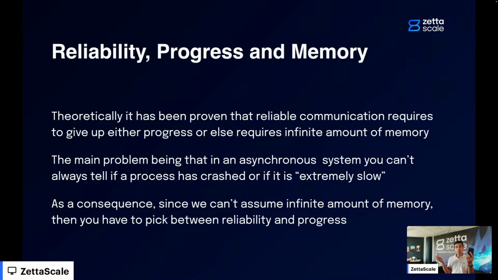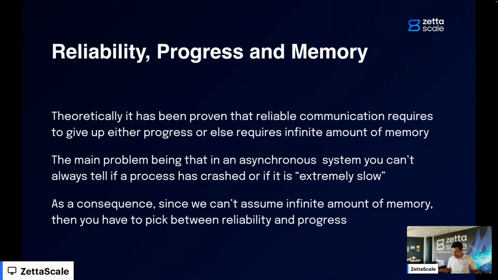Or else, if I don't want to give up progress, I don't know how much memory I will need to store the information I'm producing that I would eventually want this other application to receive. And so this is the intuition of the problem that leads to this theoretical impossibility that in an asynchronous system, if you want reliable communication, you either assume you have an infinite amount of memory, which obviously we don't have, or you give up progress.